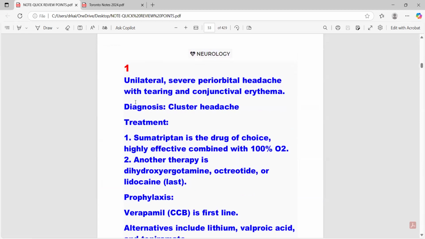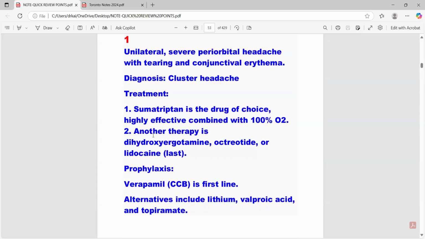So let's start with neurology. These are just a few points that I feel were important, and you can quickly read them again when you are doing a revision. Unilateral severe periorbital headache with tearing and conjunctival erythema is mainly the cluster headache. Conjunctival redness leads towards cluster headache. It can give you a little bit of an idea.